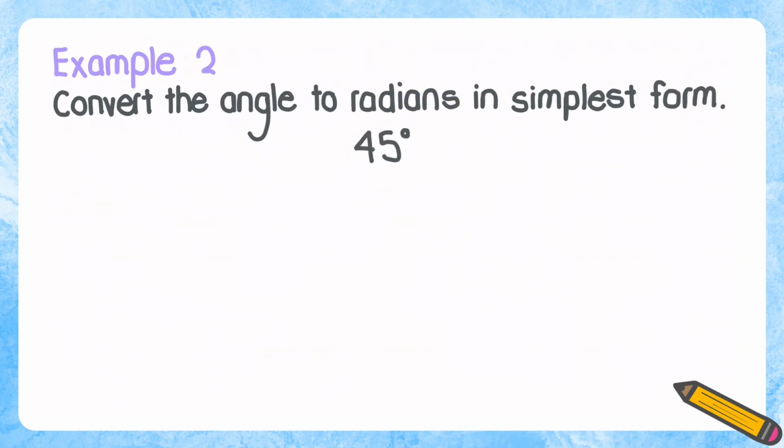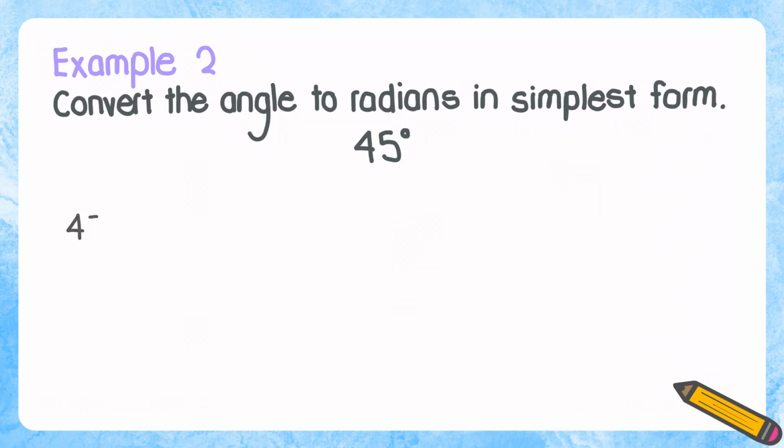Alright, so let's look at our second example. Convert the angle to radians in simplest form. This time we'll be converting 45 degrees into radians. And I'm going to write this out a little differently, so I'm not going to use the T-chart, but it's going to be the same idea. So definitely use the one that you feel more comfortable with.